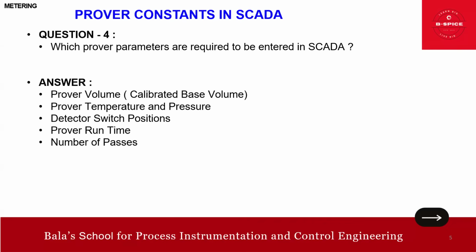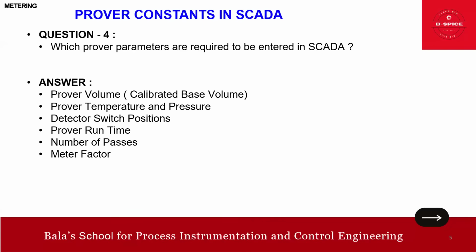Then also number of passes. Number of passes in the sense that typically 5 consecutive passes are required. So the SCADA system will average these to determine the meter factor. Okay. And finally, the meter factor. So the ratio of prover volume to the indicated meter volume. So this is the meter factor. So this is stored and applied in the flow computer for corrected flow calculations.